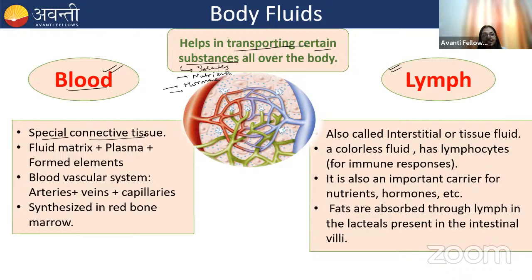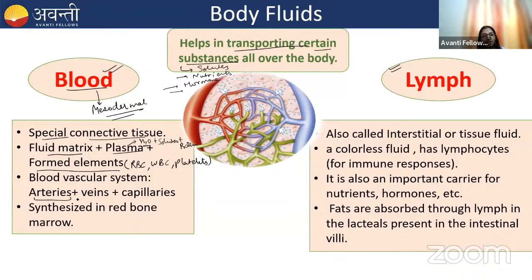Blood is a special connective tissue and it is mesodermal in origin. Please remember the origin: blood is mesodermal in origin. It consists of a fluid matrix, plasma, and formed elements. Formed elements consist of RBC, WBC, and platelets. And plasma consists of mainly water, some solutes, and proteins. The major composition of plasma is water.